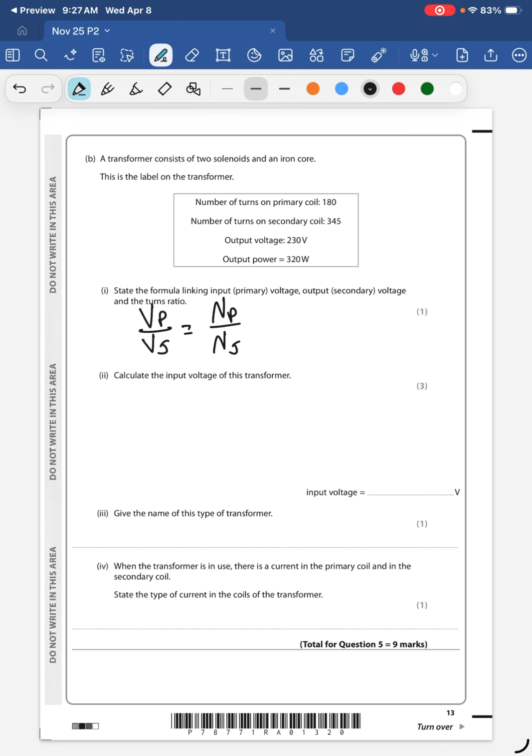Okay, so calculate the input voltage of this transformer. So the voltage in the primary coil over 230, which is the voltage of the secondary coil or the output, is equal to 180 over 345. So the voltage in the primary is 120 volts. Okay, so we actually increase the output voltage.